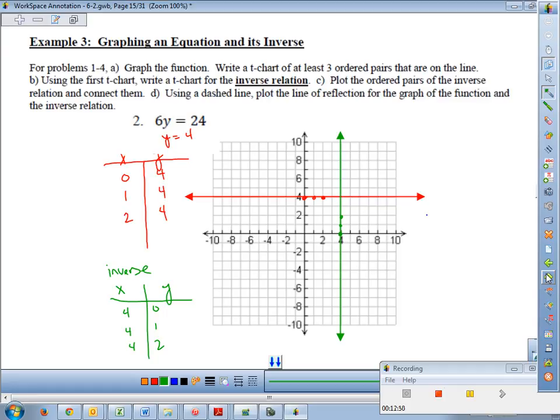The red one was a function, correct? Is its inverse a function? Is the green one a function? Does the green one pass the vertical line test? No, it does not. So you can have a function, and its inverse could not be a function. Then graph the line y equals x in pencil. Those two, again, reflect to each other over the line y equals x.